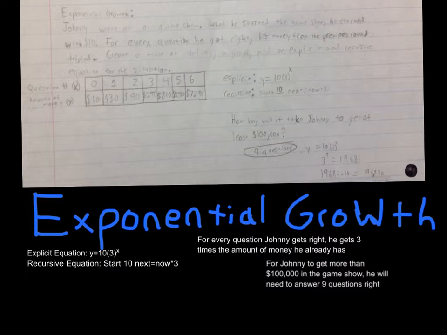The explicit equation is y equals 10 times 3 to the x power. The recursive equation is start is 10, next equals now times 3. So for every question Johnny gets right, he gets 3 times the amount of money he already has. For Johnny to get more than $100,000 in a game show, he'll need to answer 9 questions right, as it says right there.